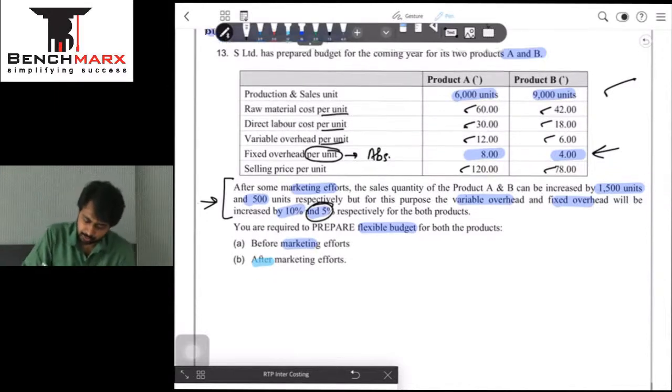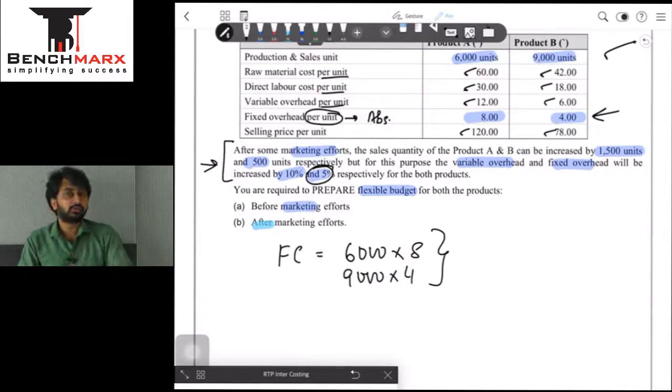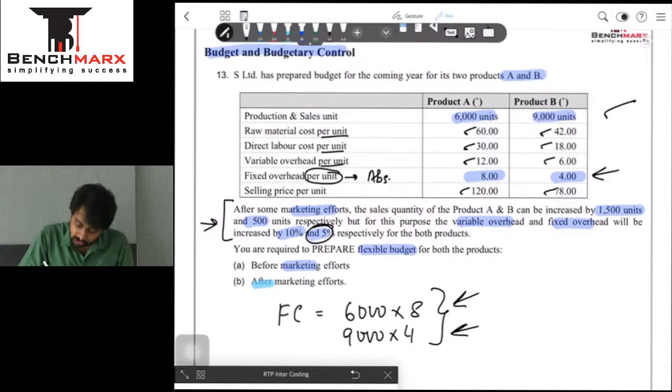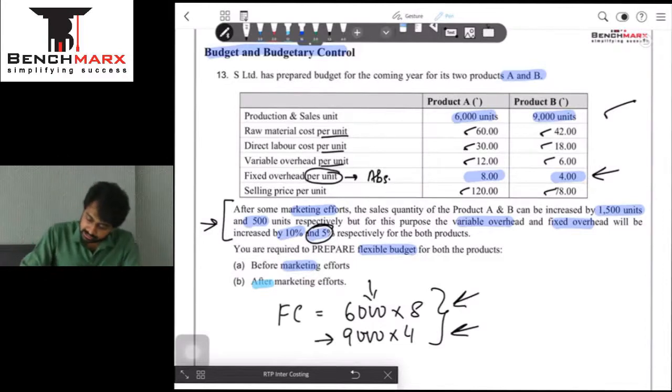At the most what I can do is find the fixed cost separately. So fixed cost is nothing but output of 6000 into 8 and 9000 into 4. When I add these two, I'm going to get total fixed cost. This is fixed cost pertaining to A, this is fixed cost pertaining to B. So this is my existing. Now in the absence of information, I'll assume that this 6000 and this 9000 is the normal capacity, because normal capacity into absorption rate is always the fixed costs, and I will apply the inflation percentage on these numbers for my part B. Simple.